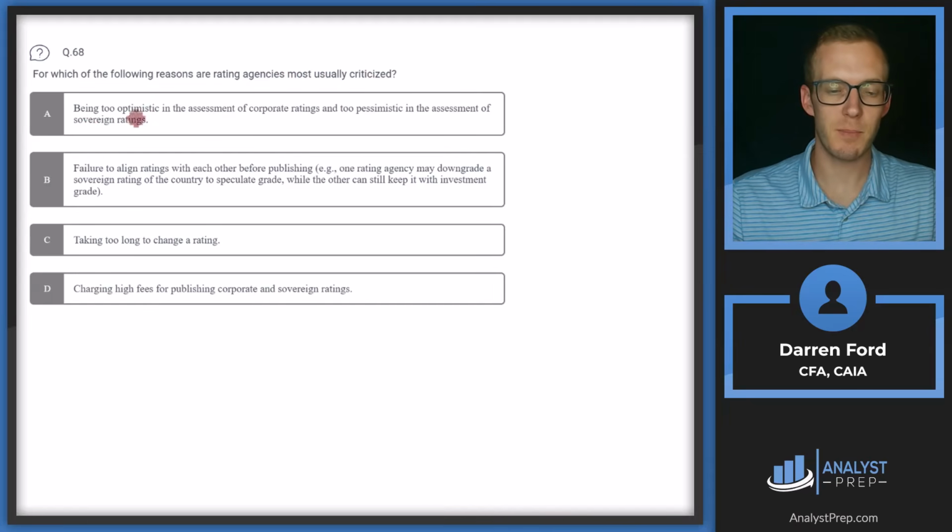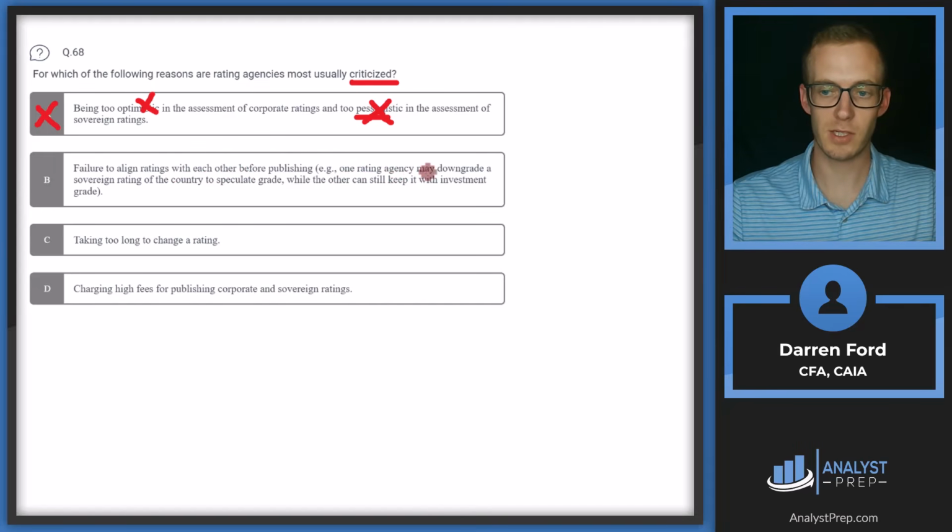A, being too optimistic in the assessment of corporate ratings and too pessimistic in the assessment of sovereign ratings. So we're going to rule this one out, since the critiques are usually that they're too optimistic in both scenarios. So they are usually too optimistic in corporate ratings, but they're also generally too optimistic in sovereign ratings, at least in the criticism.